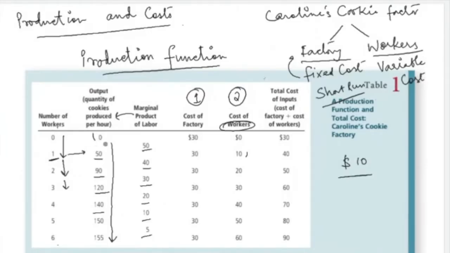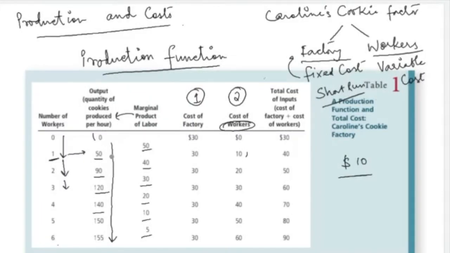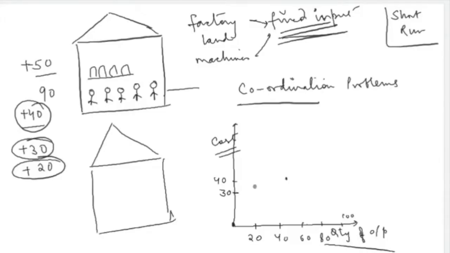At 0 units of output, the cost is 30. At 50 units of output, your cost is 40. The next point is at 90 units of output, where the cost is 50. So somewhere here and somewhere here. When you join all these points, you will get a graph like this, and this is called the total cost function.